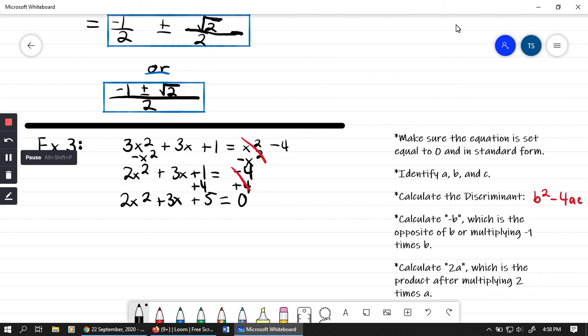Let's go ahead and identify a, b, and c. In this form, standard form, ax squared plus bx plus c, and the equation is equal to 0. A equals 2. B equals 3. And C equals 5.